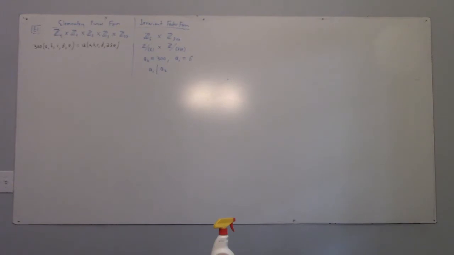Z4, Z2, Z3, Z3, Z25. Man, something must be wrong with my thinking, because 4 times 2 times 3 times 3 times 25 is 1800, isn't it? Yeah. So that's not how it works.